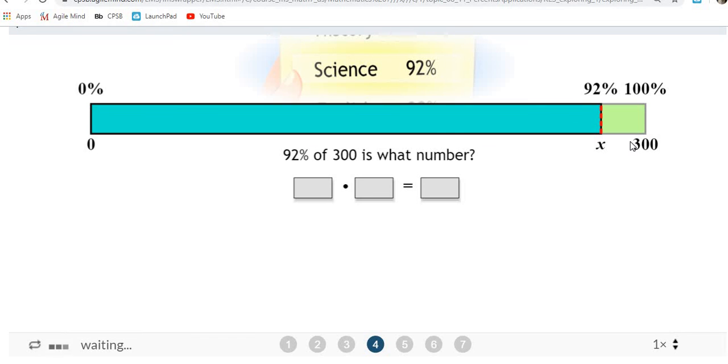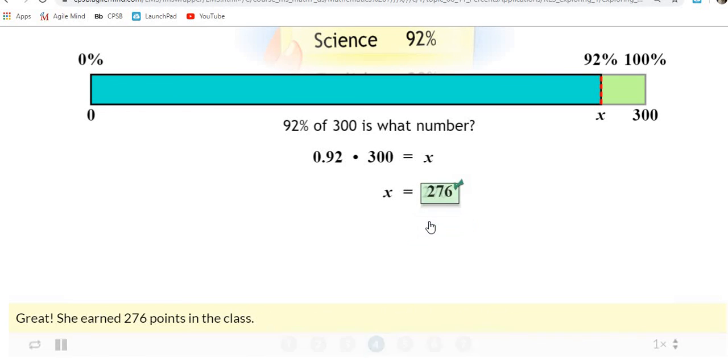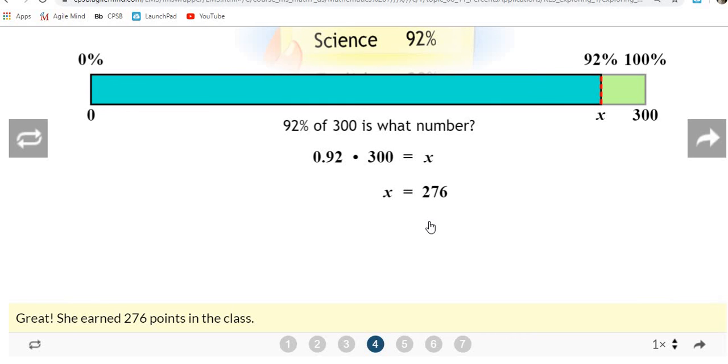So what should I put in my first box here? What's written first? 92, but I have to write it as a decimal. What would 92% be as a decimal? 0.92. Okay, times or of what? 300. 300 is what number? X. Then when I solve that, I actually have to multiply these two. 276. Okay, I'll test it. 276. Check. Wonderfully done.